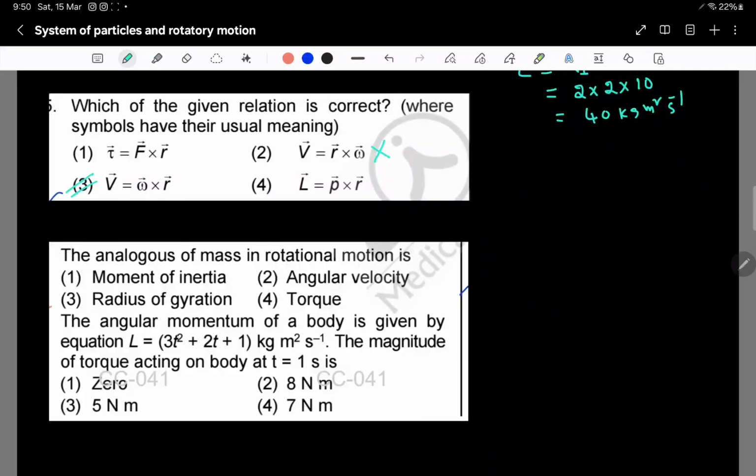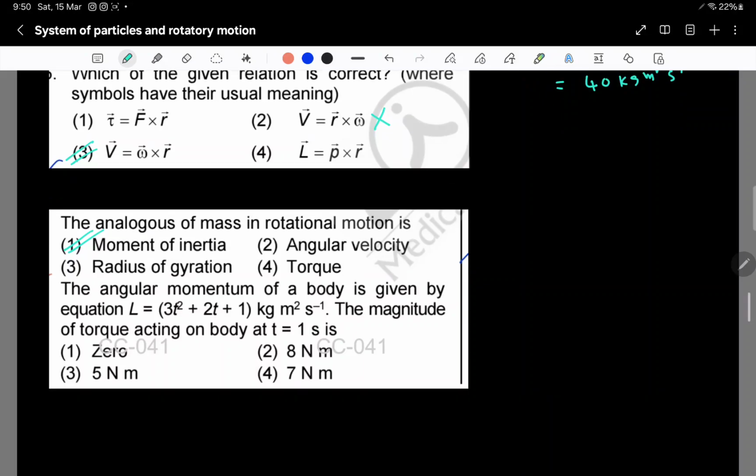Next, the analog of mass in rotational motion. Very important. The analog of mass in rotational motion is moment of inertia. The analog of force is nothing but torque. The analog of linear momentum is nothing but angular momentum. So these are very important direct questions. It is moment of inertia, first option.